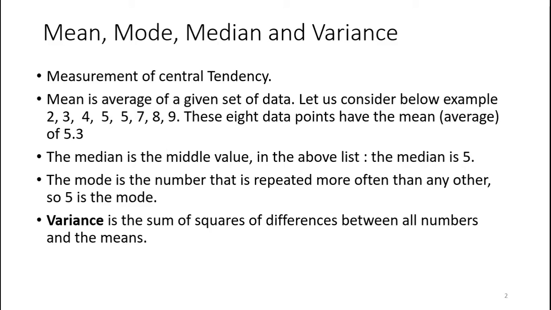Now, variance is the sum of squares of the difference between all numbers and the mean. It gives us a measure of how far the set of numbers are spread out from their average value. So this was just a basic overview of mean, mode, median, and variance. Now let's jump into our Jupyter exercises and see how we can relate these things on an actual data set.